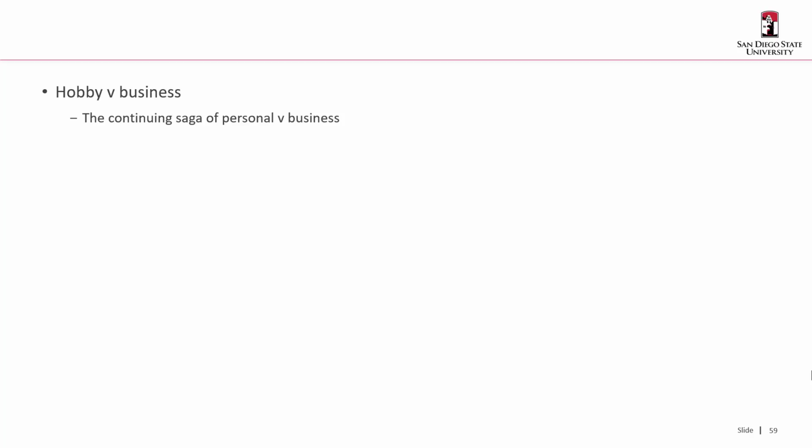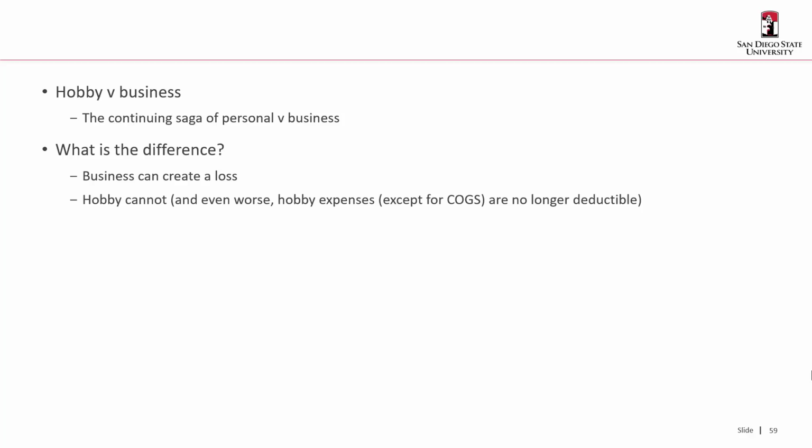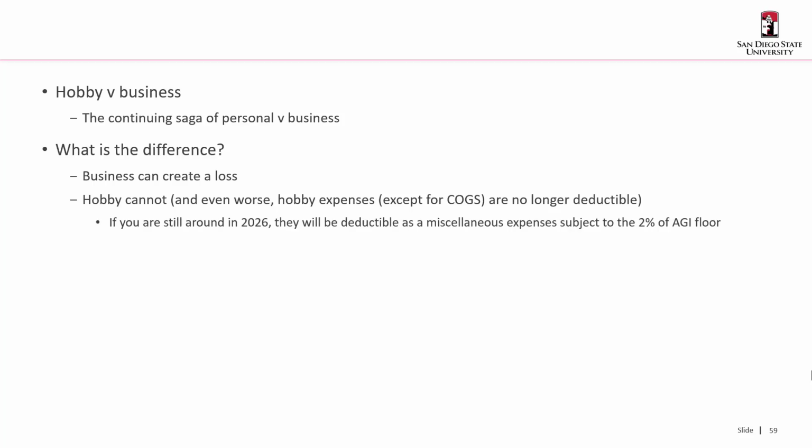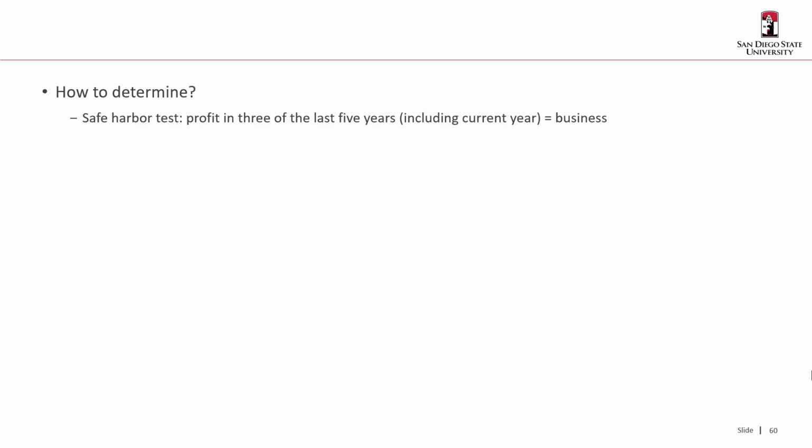So when we're trying to figure out if something is a hobby, we're basically comparing it to a business, right? Because we know trade or business expenses are deductible and they don't suffer these limits. So how can we tell the difference between a hobby and a business, since a business can create a loss? There's a safe harbor test, and the safe harbor says if the activity generated a profit in 3 of the last 5 years, including the current tax year, then it's a business. So you just have to generate some profits 3 out of 5 years.